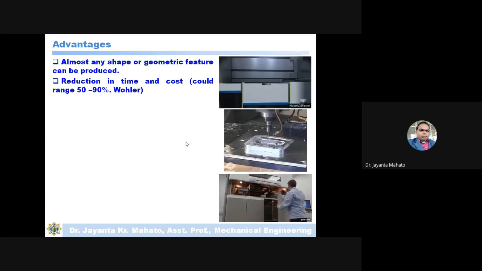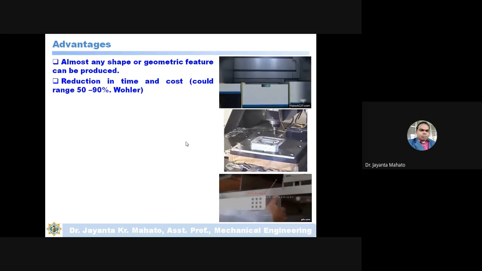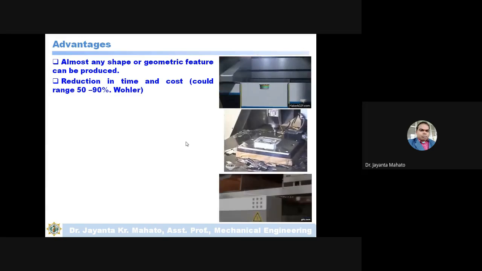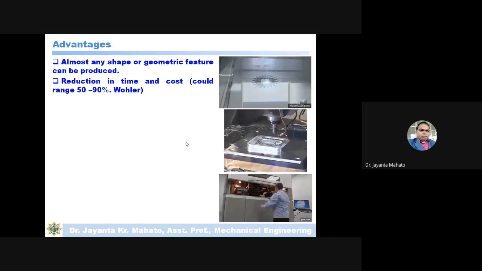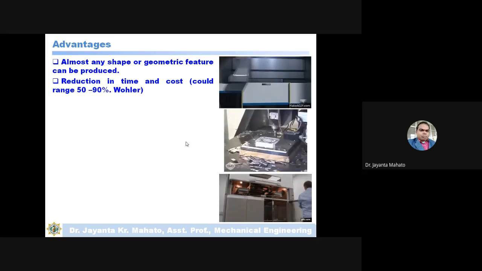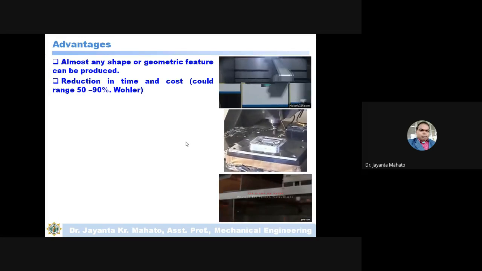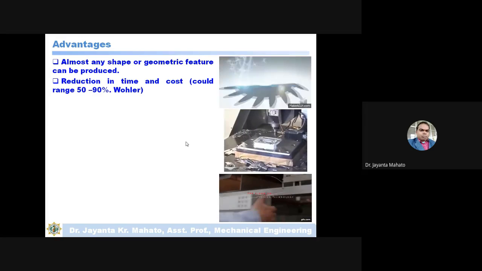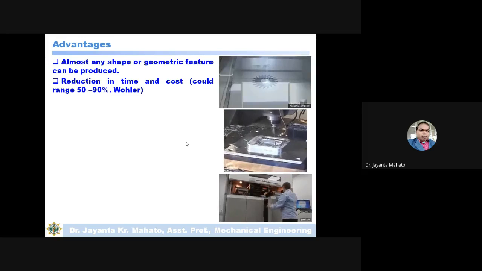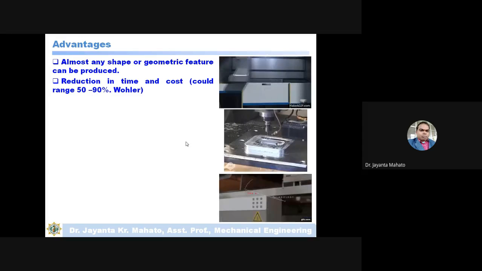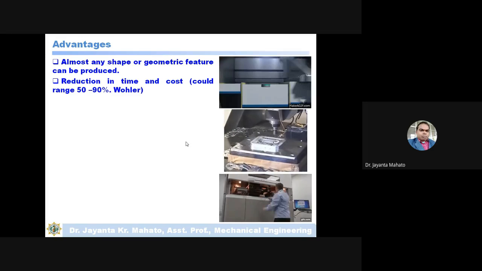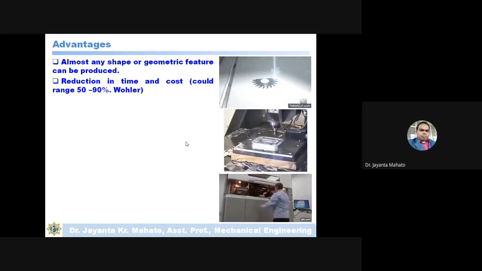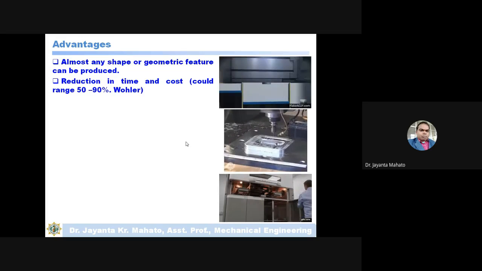In this case, the time required to manufacture is very less, and cost also very less. Means manufacturing cost is very less, but initial cost, meaning machining setup cost, is very high compared to the traditional machining process. But after the initial setup cost, the manufacturing cost is very less.